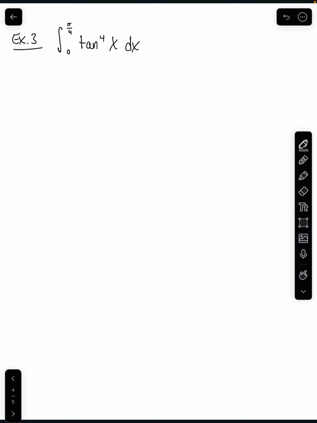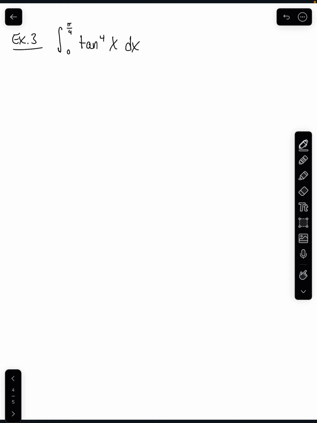In this case, all we have is tangent to the fourth of x. I can't split off any factors of secant of x, which was necessary for both of the previous examples, whether it was a single factor of secant of x along with a factor of tangent, or whether it was 2 factors of secant x. But either way, we needed to have a factor of secant x to work with. We don't have that here.